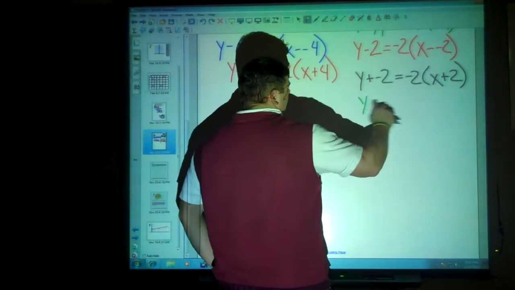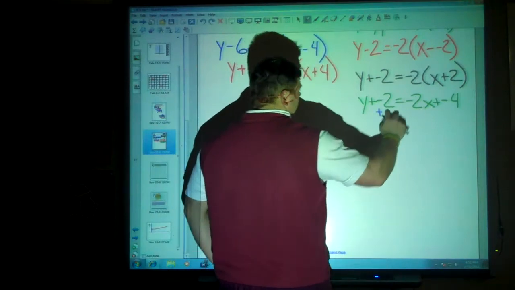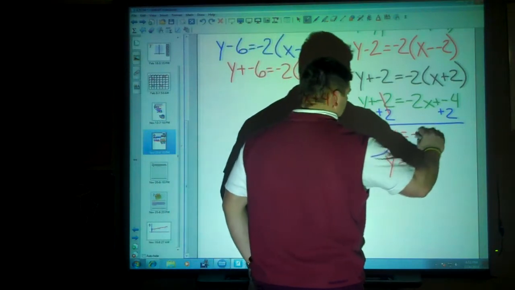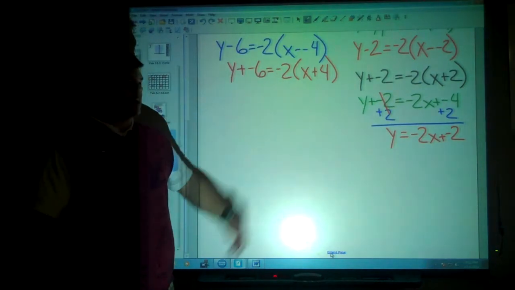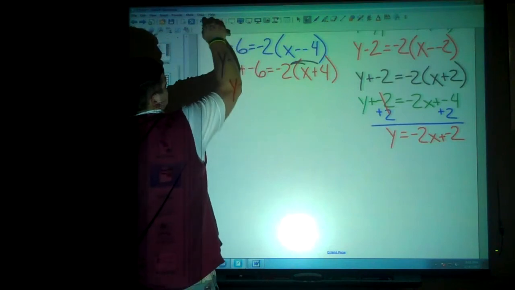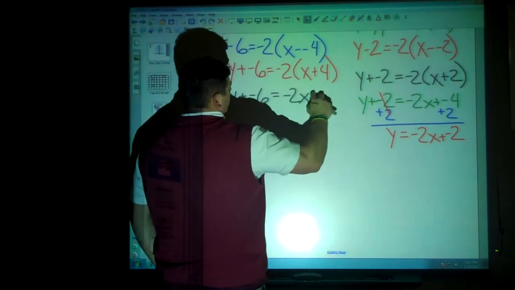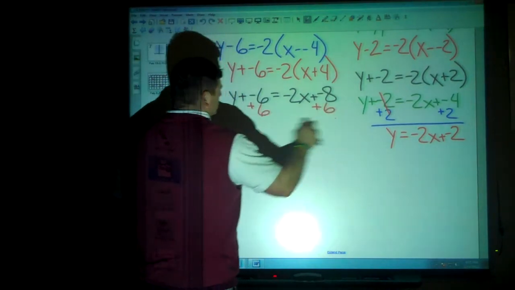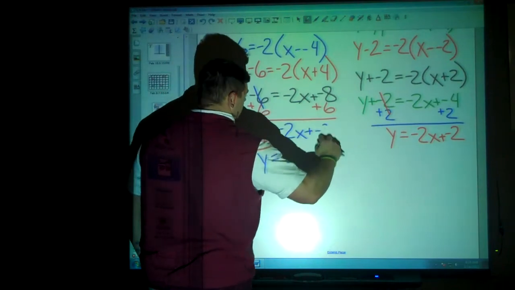If you distribute, you get y plus negative 2 is equal to negative 2x plus negative 4. You would then add 2, and you would get a slope-intercept form of y equals negative 2x plus negative 2. Now, unless this is different, then they're basically the same equation. So up here, if I were to distribute, then I would end up with y plus negative 6 is equal to negative 2x plus negative 8. And I can add 6, and we get a final answer of y equals negative 2x plus negative 2.